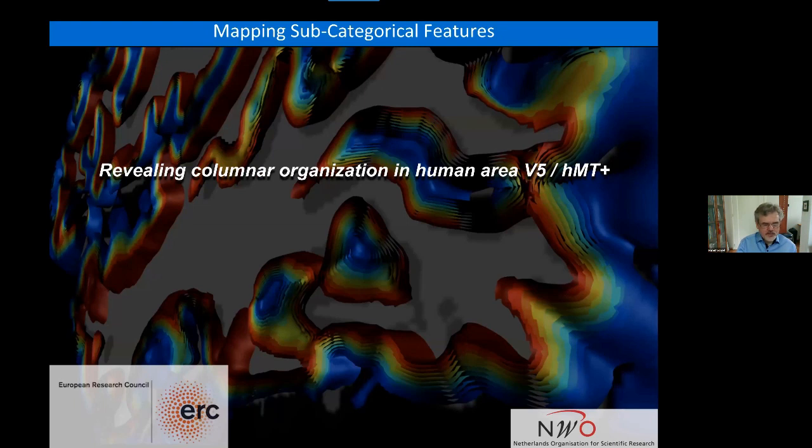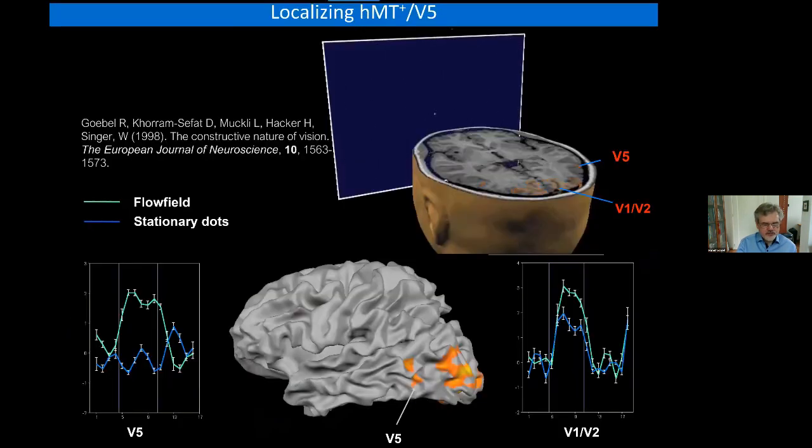Using conventional fMRI, motion-selective area V5/hMT+ has been routinely mapped in many labs by contrasting moving stimuli to static stimuli, as shown in this slide. Using 7 Tesla fMRI and the described cortex modeling technique, we asked whether we can map the features in this area, such as the direction of motion columns, described by Newsome and colleagues in the non-human primate.